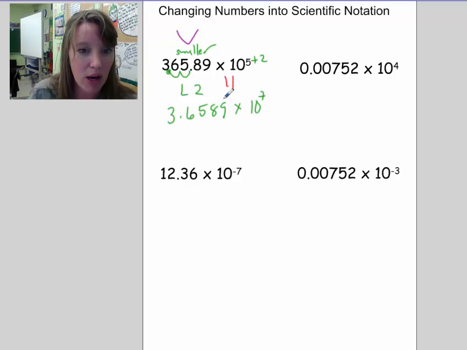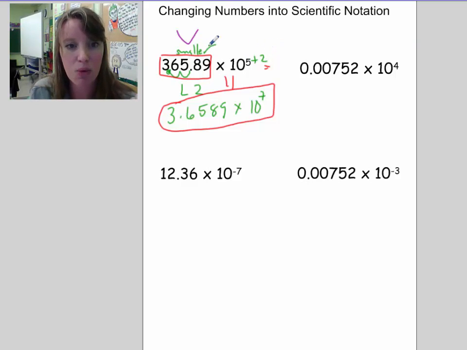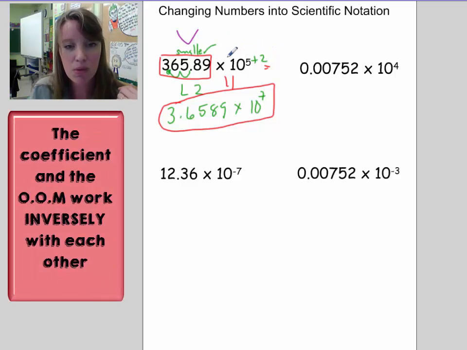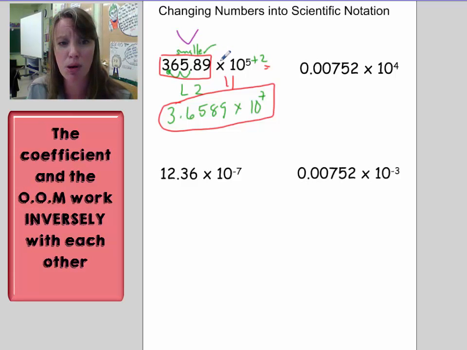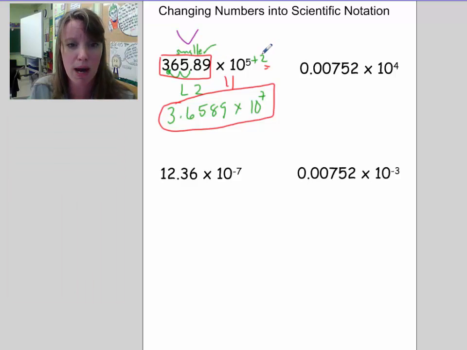They are equal in value, this number up top that we started with and the number that's actually in scientific notation. So what I want you to understand is that when you make the coefficient smaller, you make the exponent larger and vice versa. Okay, they work inversely to each other. Meaning as one gets larger, the other one gets smaller, or as one gets smaller, the other one gets larger. The coefficient and the order of magnitude work inversely with each other.